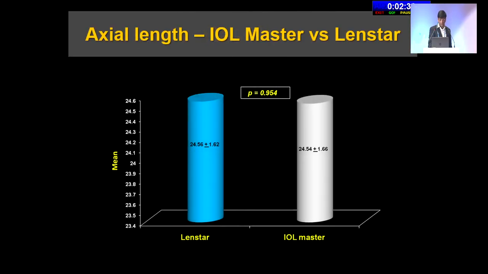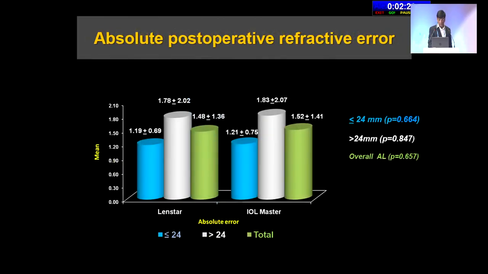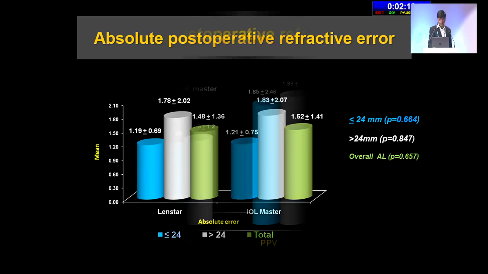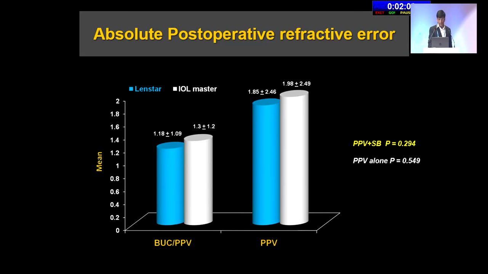This is the graphical representation of the axial length, where the mean axial length in both categories was comparable. This is the absolute post-operative refractive error, where the axial length was further divided into less than 24 mm and more than 24 mm, and in both groups the mean was found to be comparable. The absolute post-operative refractive error in terms of the type of surgery, pars plana vitrectomy or pars plana vitrectomy with scleral buckling, was comparable in both groups.